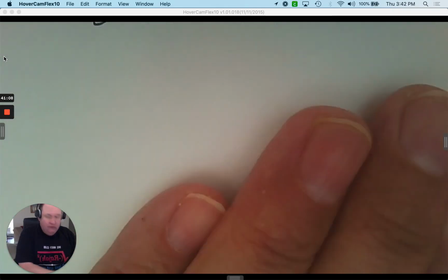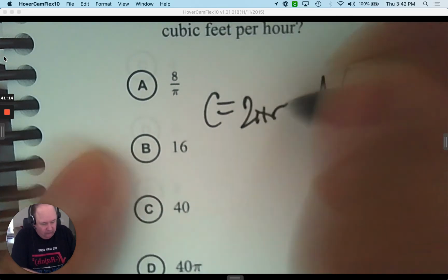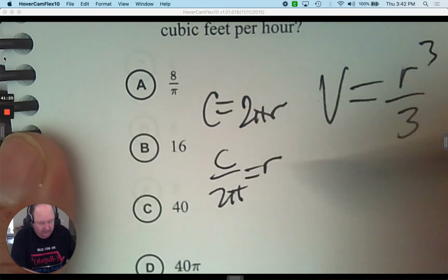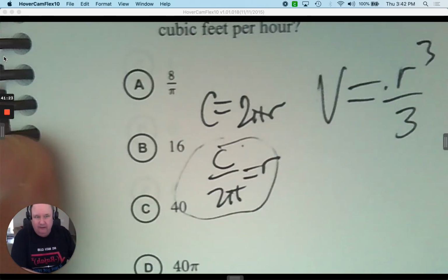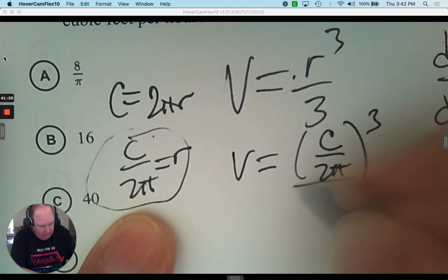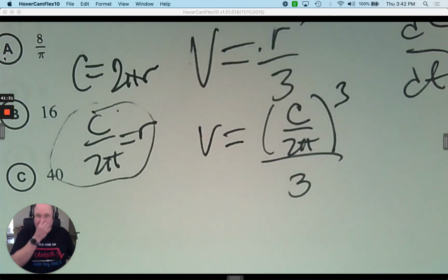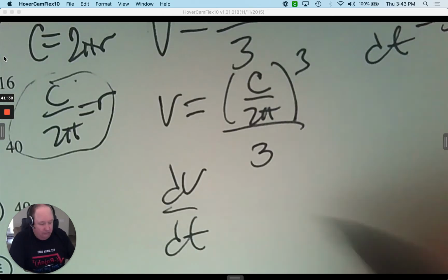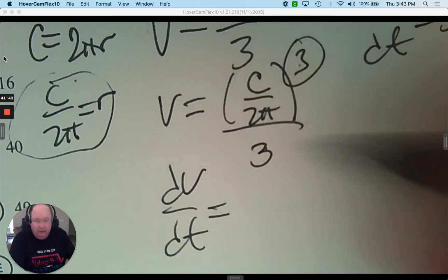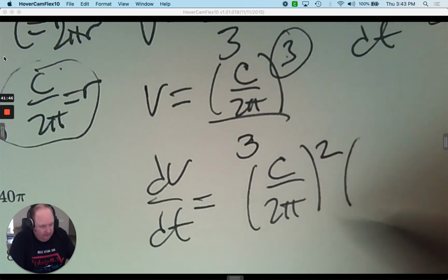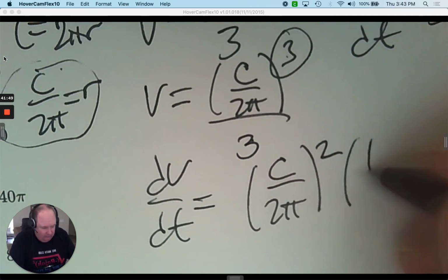All right, so I'm given circumference, but my formula says radius. So I have to do this. Circumference is 2 pi r. To get r by itself, I divide by 2 pi, and now I can do a substitution into this formula. So now this formula is going to say c divided by 2 pi cubed over 3. And now I'm going to take the derivative with respect to time of that equation. So 3 times 1/3 is just c over 2 pi, and then subtract 1 from the exponent. The derivative of c over 2 pi is 1 over 2 pi.